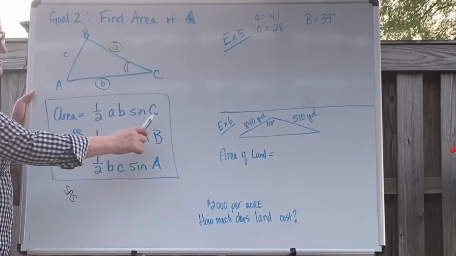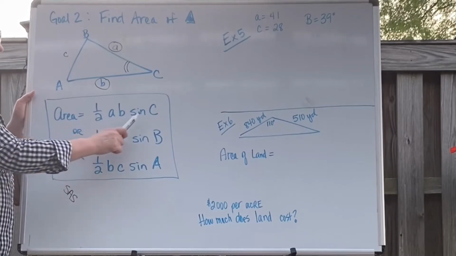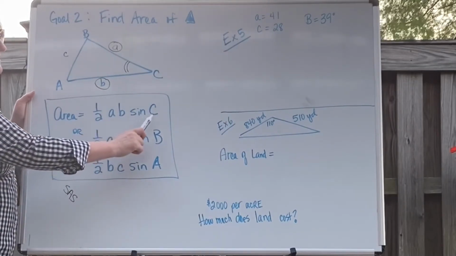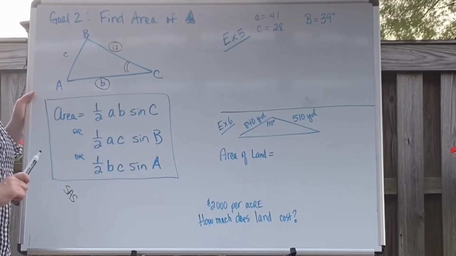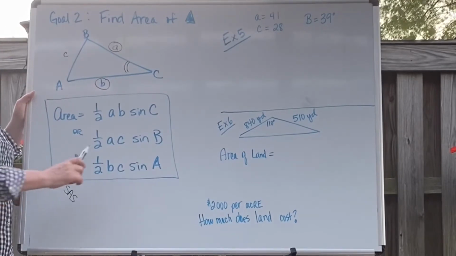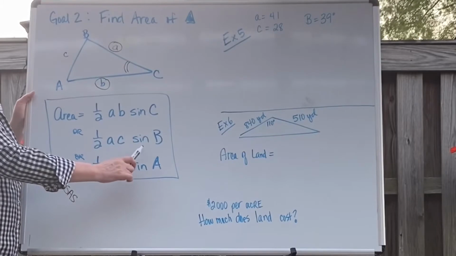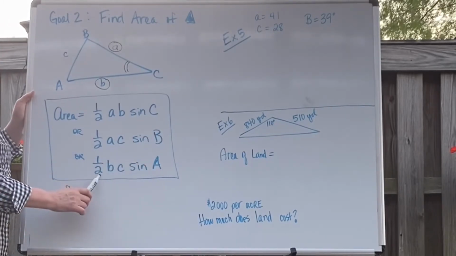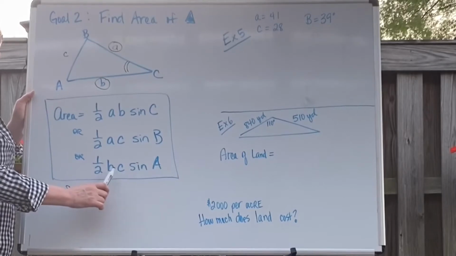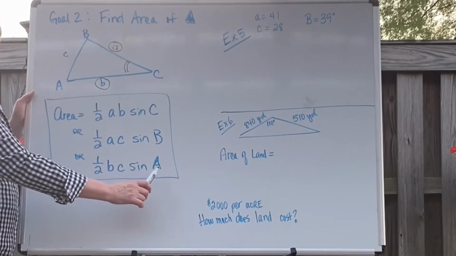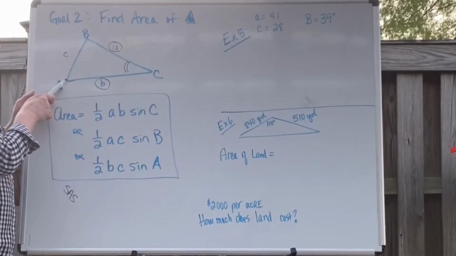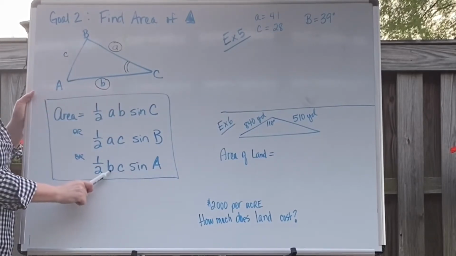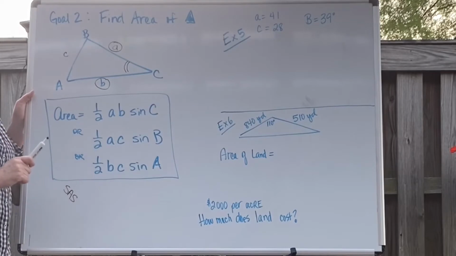There are 3 ways to represent it. If you're looking at it from the vantage point of angle C, half A times B times sine C. If you're looking at it from the vantage point of angle B, it's half AC times the sine of B. And if you're looking at it from the vantage point of angle A, it's half BC times the sine of angle A. Again, look at angle A. These two sides make angle A. That's why you're using those two sides in your formula.